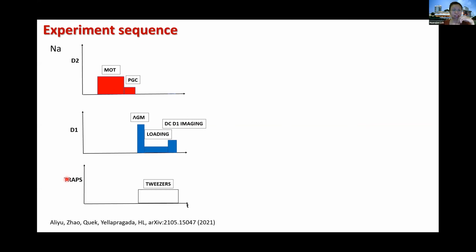Okay, so the way we perform these experiments is that we first load a magneto-optical trap with the D2 light, perform polarization gradient cooling, and then we switch to D1 light, and that's also when we turn on the tweezers. In D1 light, we first perform some lambda gray molasses cooling just to further cool the atoms down. Then we carry out about 100 milliseconds of this enhanced loading by changing the detuning a little bit to tune the collision energy between 2 atoms more precisely. And then finally, we carry out our D1 imaging in DC.